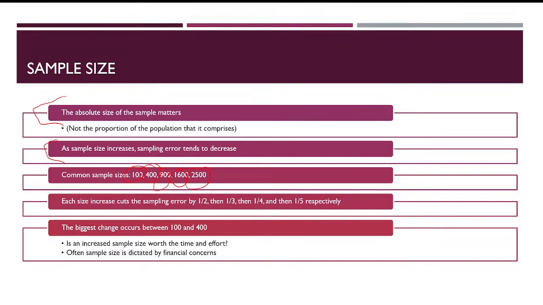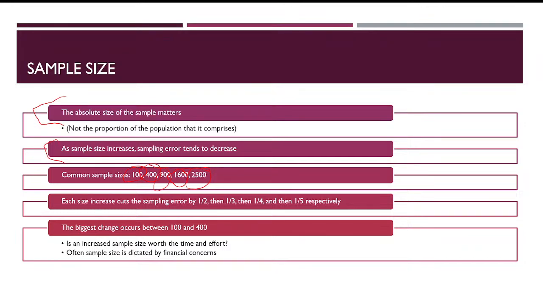And at each of those stages, basically, you cut the sampling error in smaller and smaller increments, right? So when you go from 100 to 400, it's cut in half. When you go from 400 to 900, it's about a third. When you go from 900 to 1,600, you cut it by about an extra quarter. And then, from 1,600 to 2,500, only by an extra fifth.